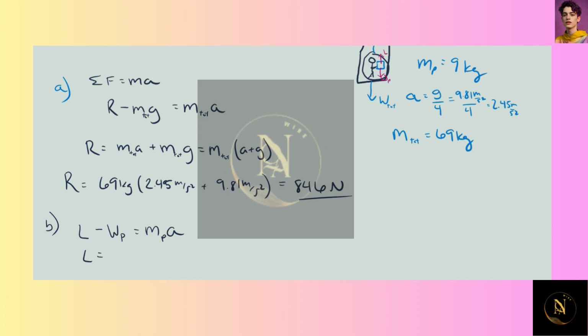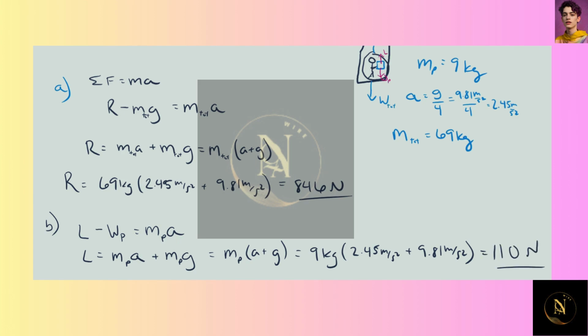So solving for L, we get the mass of the package times a plus the weight of the package, which is just the mass of the package times g. Again, pulling out the mass, we end up with 9 kilograms times 2.45 meters per second squared plus 9.81 meters per second squared. This is going to give us about 110 newtons for this lifting force on the package alone.